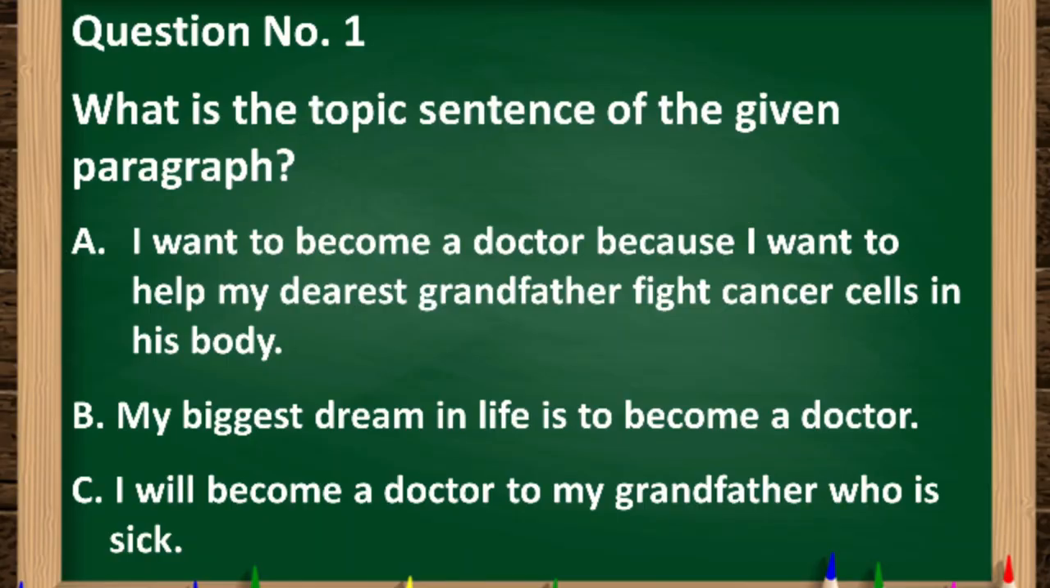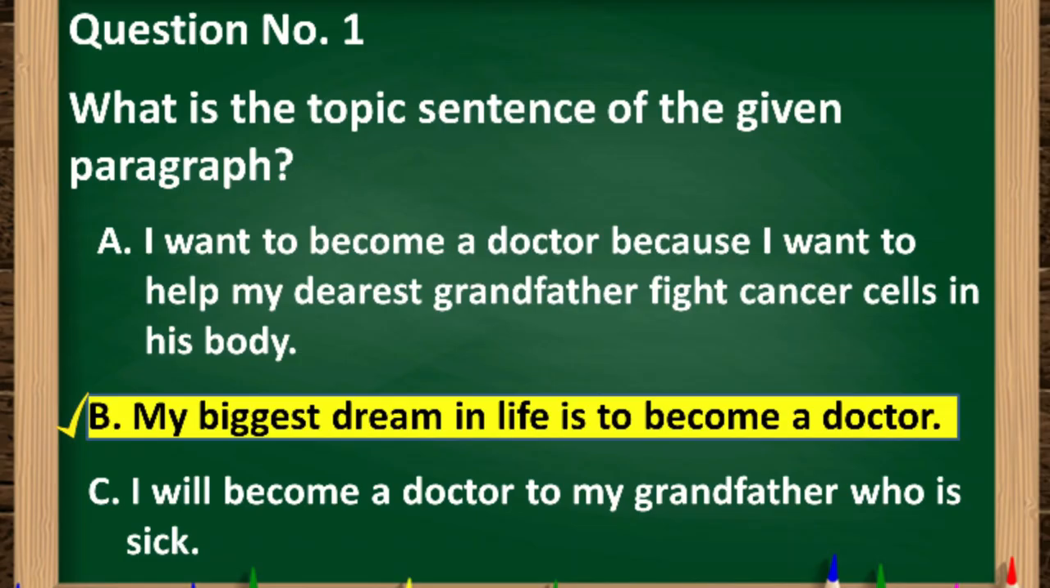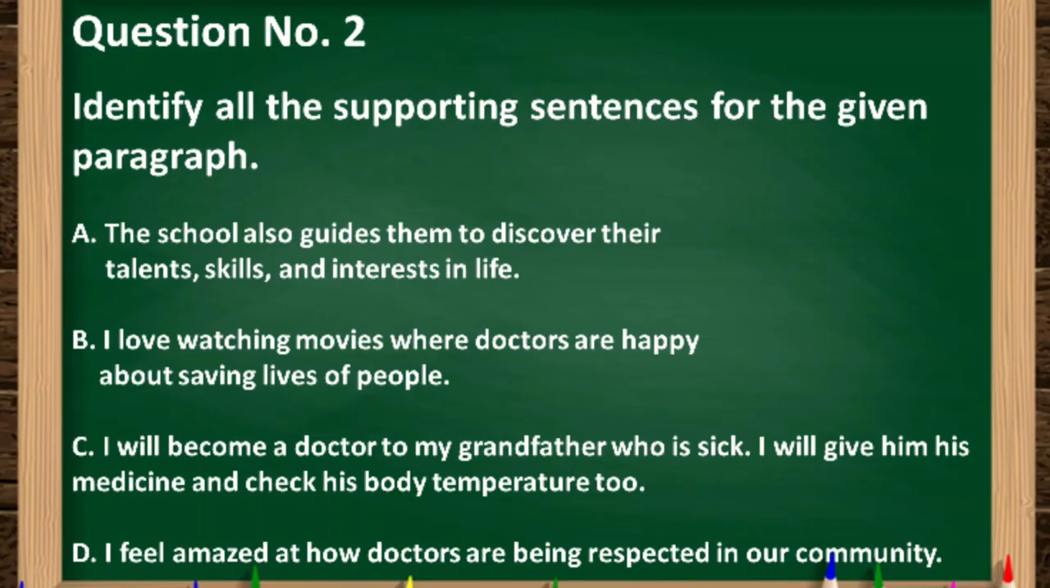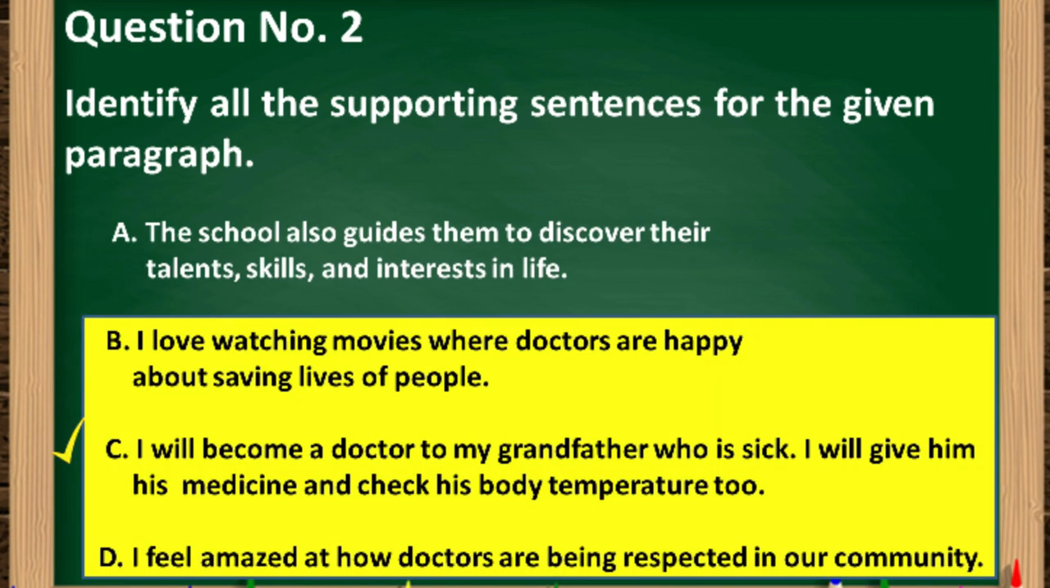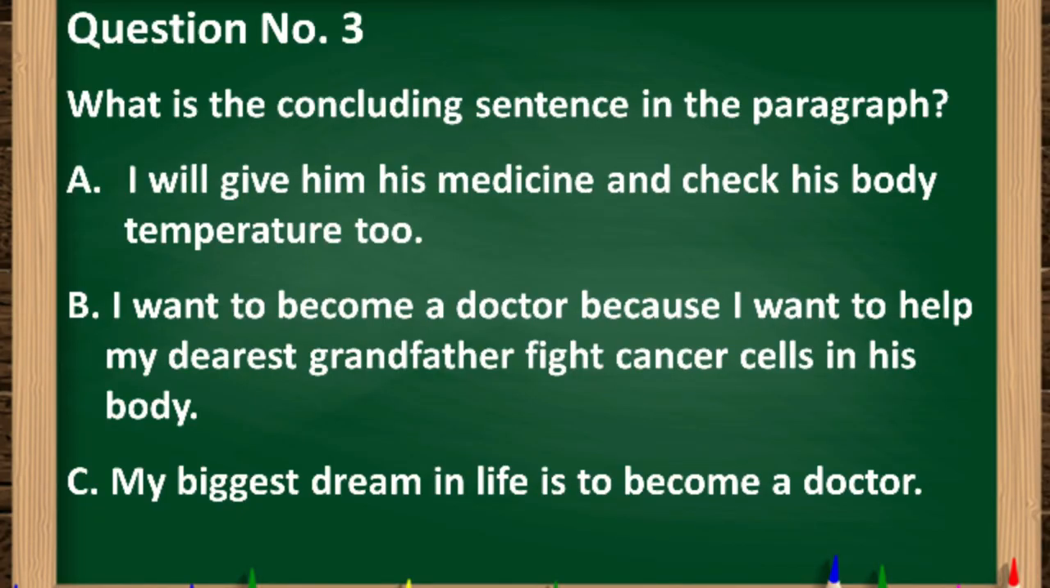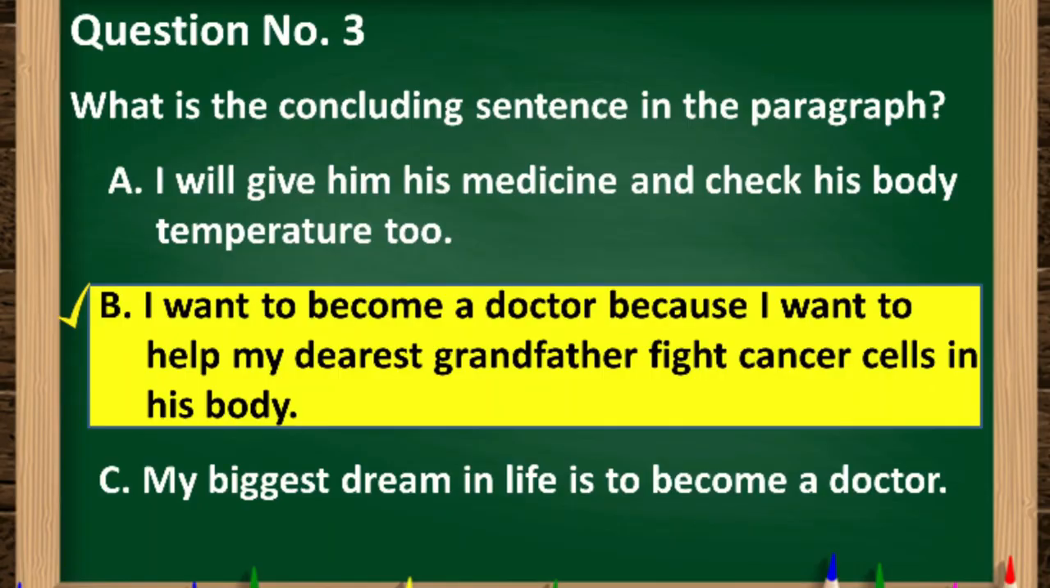Number 1. What is the topic sentence of the given paragraph? The correct answer is letter B. The topic sentence of the given paragraph is my biggest dream in life is to become a doctor. Number 2. Identify all the supporting sentences for the given paragraph. The correct answers are options B, C, and D. Number 3. What is the concluding sentence in the paragraph? The correct answer is letter B. The concluding sentence in the paragraph is I want to become a doctor because I want to help my dearest grandfather fight cancer cells in his body.